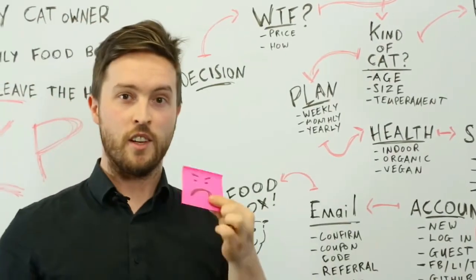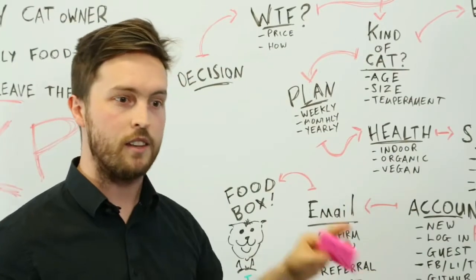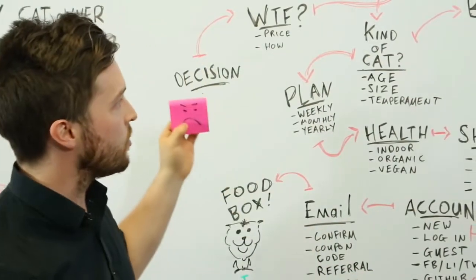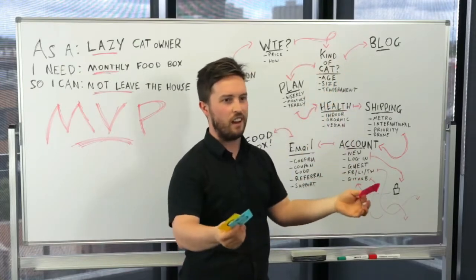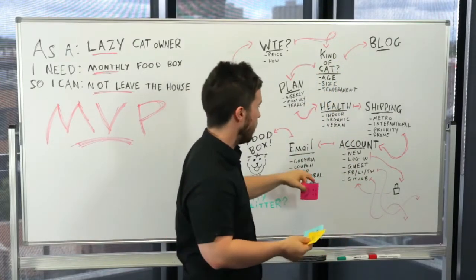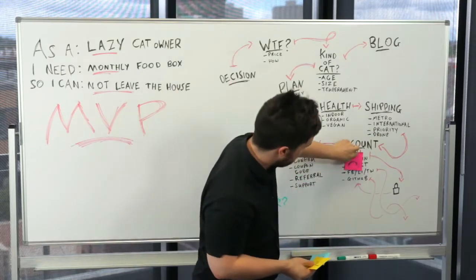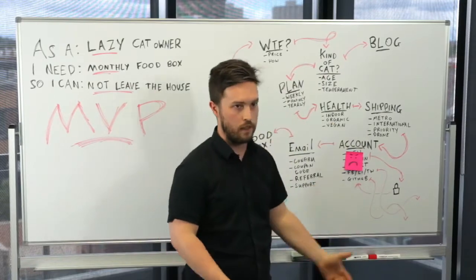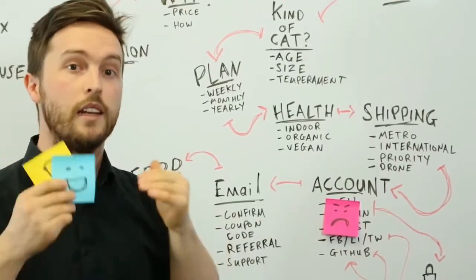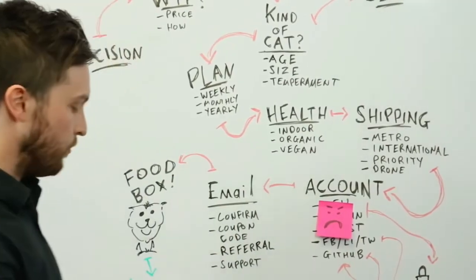Sad faces are for things that users hate. So going through the flow, is there anything here that users are just not going to care about, particularly lazy cat owners? So the blog, I don't know, who really cares about a blog? That doesn't help me get food for my cat. The account step, this is really obviously to me something that doesn't make anybody happy. Maybe GitHub and Facebook logins are going to be useful, but it doesn't get me any nearer to my goal as a user of getting cat food.